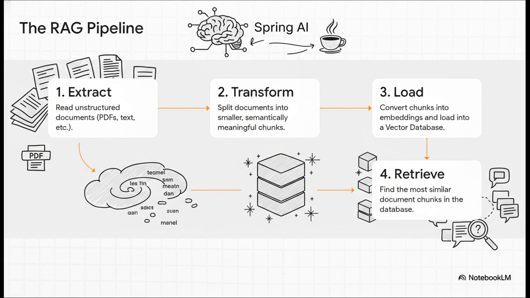Then, when a user asks a question, your app retrieves the most relevant chunks and augments the prompt with that fresh, up-to-date context. Spring AI has all the tools to make this entire flow seamless.